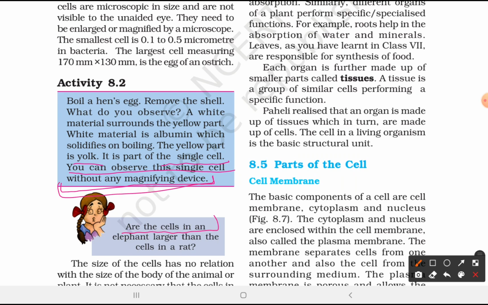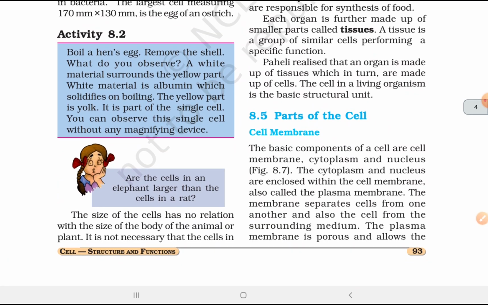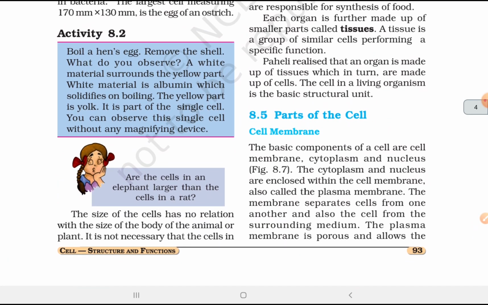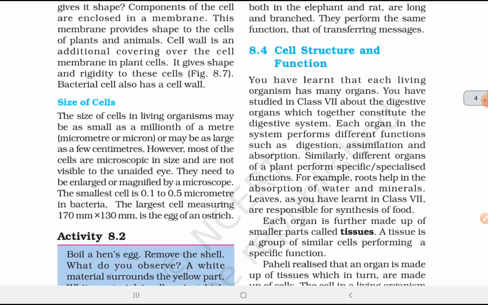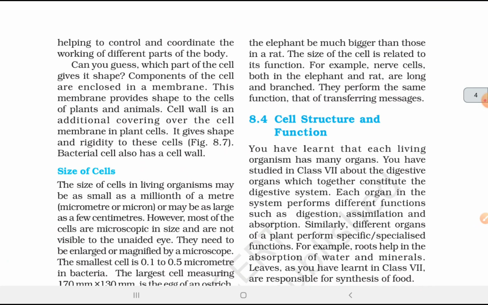Are the cells in an elephant larger than the cells in a rat? The size of the cell has no relation with the size of the body of the animal or plant. It is not necessary that cells in the elephant be much bigger than those in a rat. The size of the cell is related to its function. For example, nerve cells both in elephant and rat are long and branched. They perform the same function, that of transferring messages.